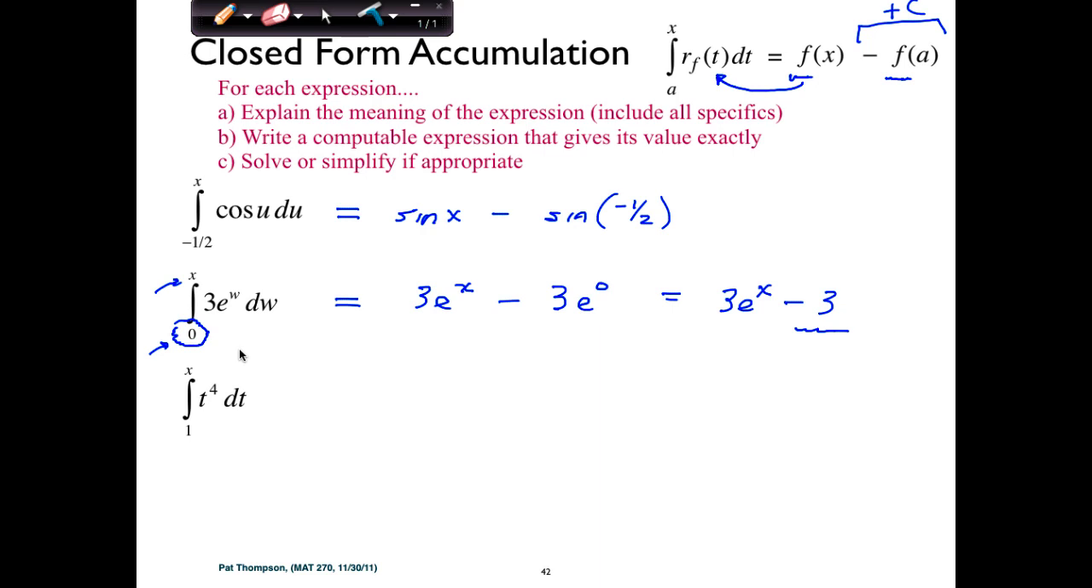Claire, tell me the meaning of that last integral. Okay, did you say the net accumulation of t to the fourth? Right, of a function whose rate of change is t to the fourth. So it's the net accumulation from 1 to x of some function or quantity whose rate of change is t to the fourth. And were you able to get this one?